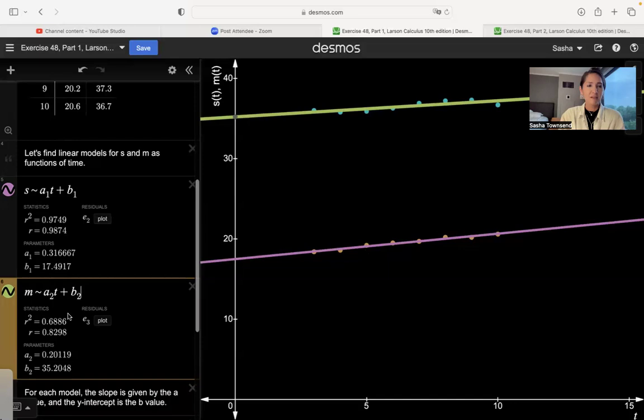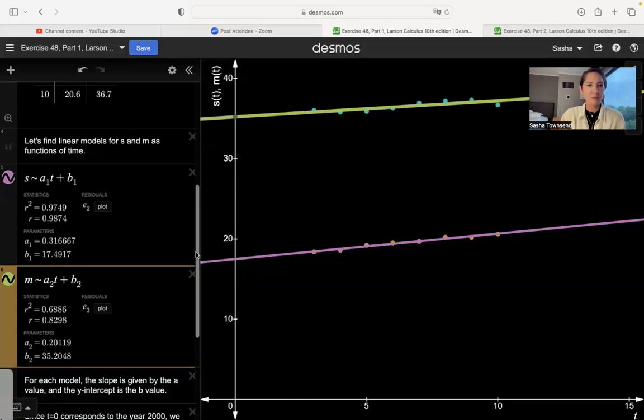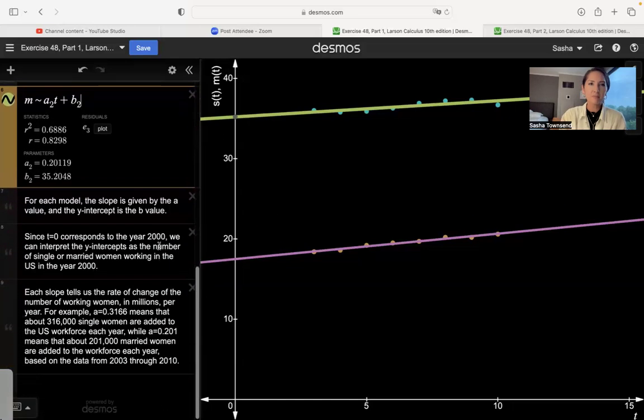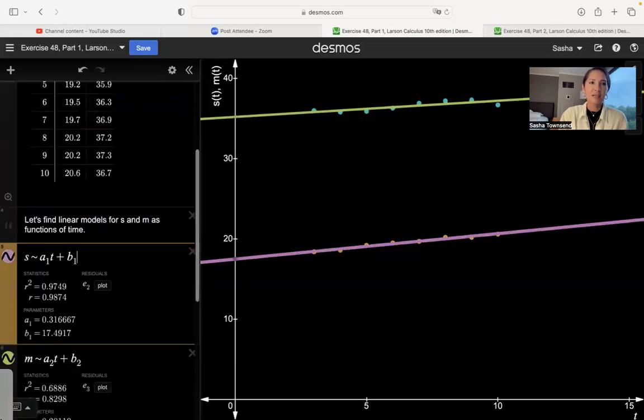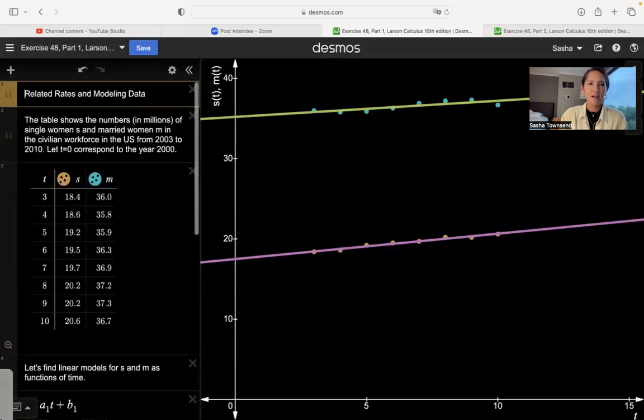So we might say that that rate of increase is very small because it's just a fraction. But when you multiply by 1 million, we're talking about 200,000 women, or 300,000 women. It's a lot of women being added to the US workforce each year. Okay, so that's that. And you say, okay, well, how are the rates of change of S with respect to time and the rates of change of M with respect to time related to each other?